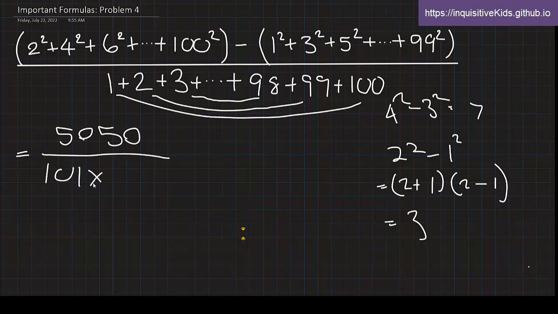And now we get how many pairs there are. The number of pairs would be 100, which is the number of terms there are here, divided by 2, which is 50. So our bottom is 101 times 50, and the same thing is both on the numerator and denominator. So we have 1 as our final answer.